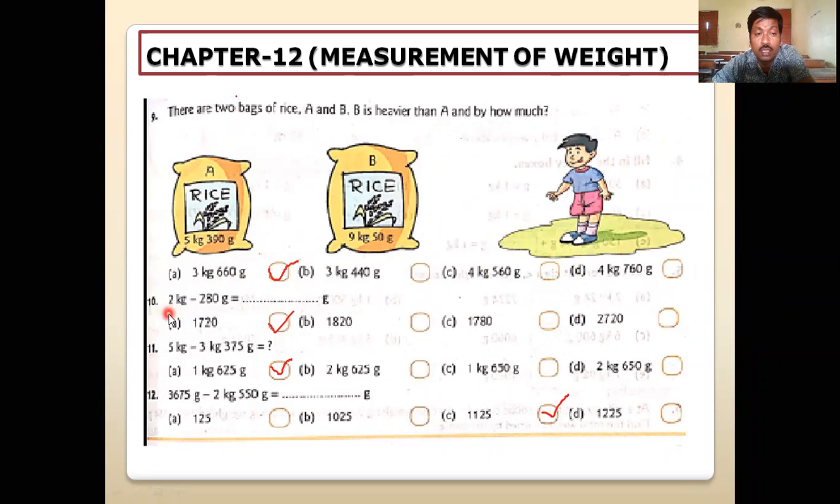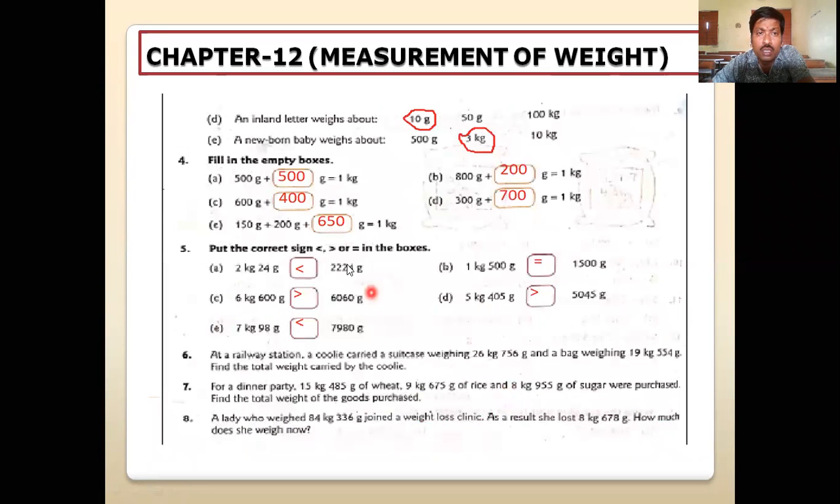And now another question: subtract 2 kg minus 280 gram. When we subtract 280 gram from 2 kg, we get 1720 gram. And now this is the answer. 5 kg minus 3 kg 375 gram is equal to what? When we subtract 3 kg 375 gram from 5 kg, we will get 1 kg 625 gram. You have already learned how we can subtract. Now here is another question related to subtraction. When we subtract this from this, we get this answer. Okay. Now go to the next question.